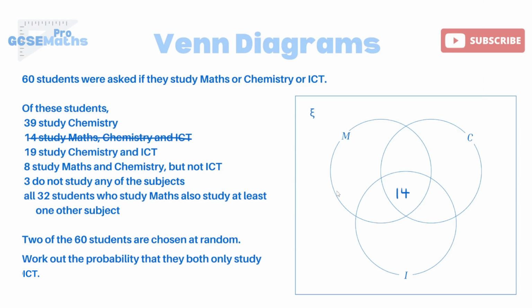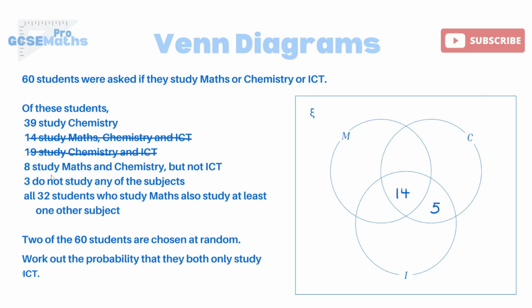So just remember that. Therefore that means the 2 sections here, this whole overlap you see between chemistry and ICT. Now we already know the 14, so do you see how I could work out the chemistry and ICT on their own without maths would be the difference. So 19 take away 14 is just 5. So just make sure you read it really carefully. So that's 5. If it doesn't mention not a 3rd category, then it means the overlap between them both fully.